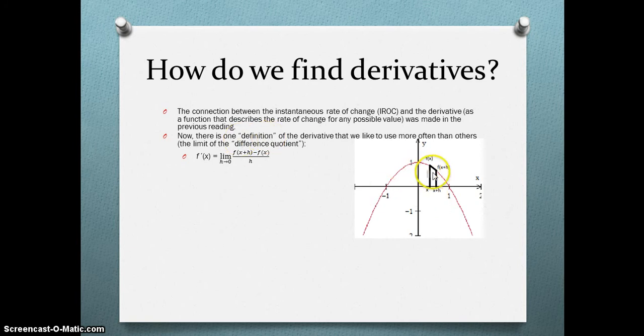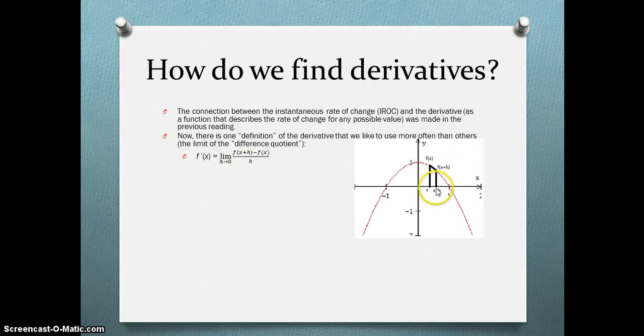In other words, we're finding the slope of the line that connects the points f of x plus h and f of x, the y coordinates. And the reason why we do a limit is so that we can find the instantaneous rate of change. What happens to that average rate of change as our h value gets closer to 0? That's what defines our derivative.